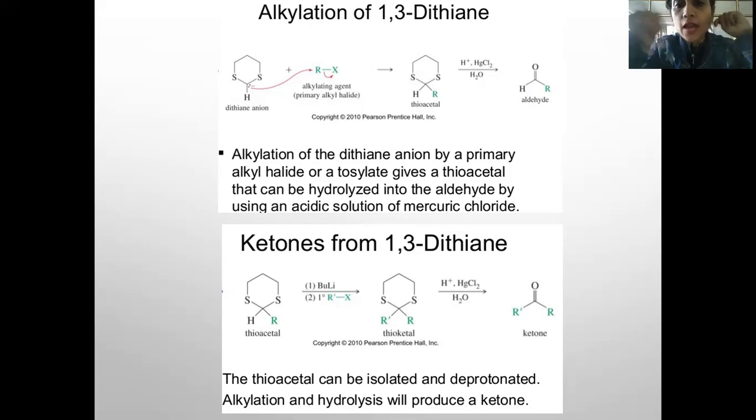So what happens is that this thioacetal then undergoes hydrolysis. It gives the hydrolysis product as aldehyde using an acidic solution of mercuric chloride. Similarly, ketones can also be formed when both the hydrogen atoms are removed or replaced by the alkyl group. So in case of thioacetal, it will be thioketal.